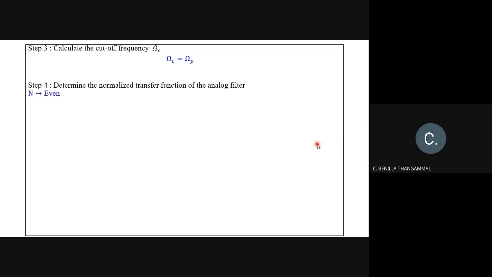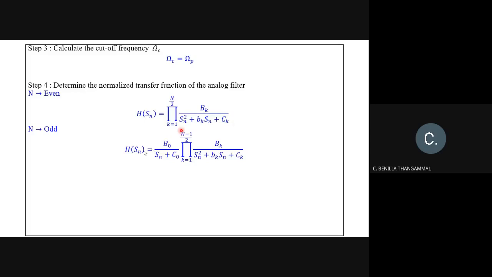So here, for even you have your formula, and for odd you have your formula. For n even, H(s) is the product for k equal to 1 to n by 2 of bk divided by s² + small bk s + ck. Right? And for n odd, it is b0 divided by s + c0, times the product for k equal to 1 to (n−1)/2 of Bk divided by s² + bk s + ck. Now we have to find the formulas for capital Bk, small bk, capital B0, small c, capital C0, and then your ck.